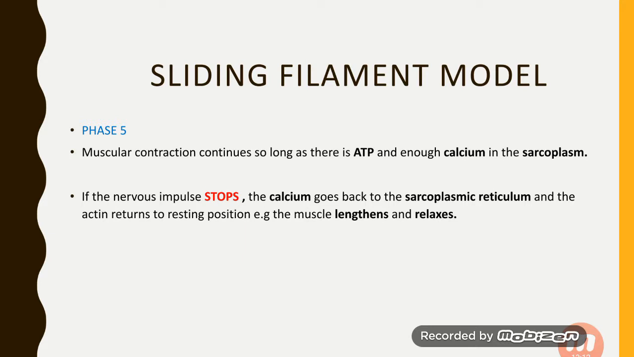In phase 5, muscular contraction continues so long as there is ATP and enough calcium in the sarcoplasm. And if the ATP and calcium have been consumed and none is left in the sarcoplasm, the condition is called rigor mortis. But if the nervous impulse stops, the calcium goes back to the sarcoplasmic reticulum and the actin returns to the resting position, that is, the muscle lengthens and relaxes.